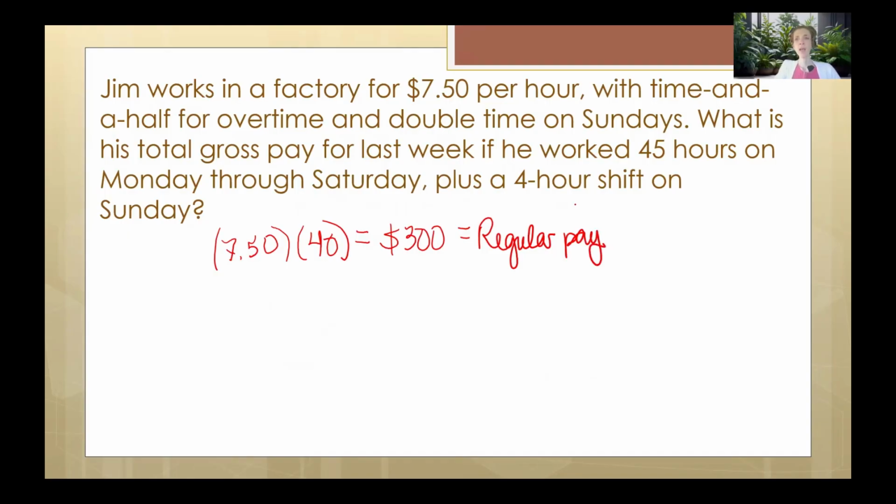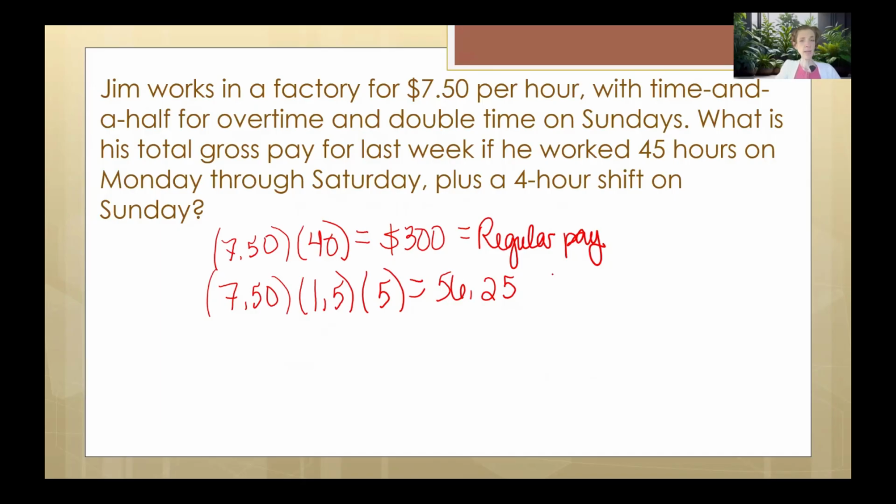All right. And then time and a half for overtime and double time on Sundays. So Monday through Saturday, he worked 45 hours. So we're going to do 7.50 times time and a half times those 5 hours, right? So that would be 56.25. That's for his overtime on Saturday.